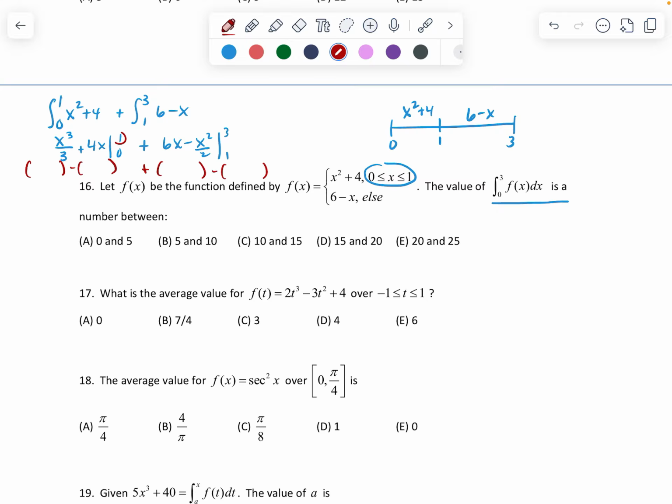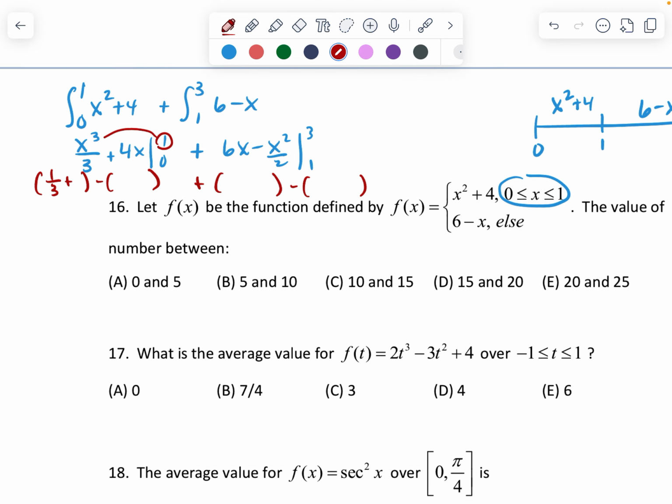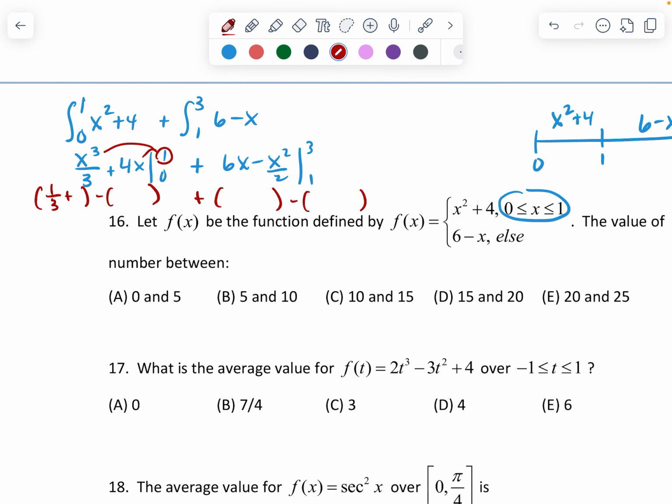Okay, plugging in the 1 into here, I'm going to get a 1/3 plus, let me make this a little bigger for you guys so you can see a little bit better. And then if I plug the 1 into here, 4 times 1 is 4. Now plugging the 0 into both of these is going to zero them out, so this guy's actually completely gone. Okay, now plugging the 3 in, 6 times 3 is 18, minus 3 squared is 9 over 2. And then if you plug in a 1, that's going to be 6 minus, and then 1 squared is 1, and then it's over 2.